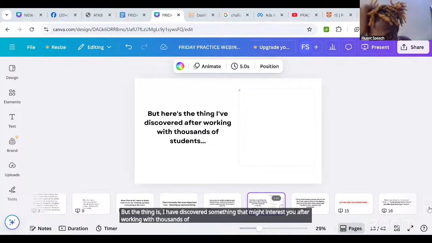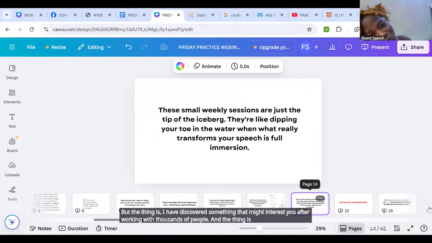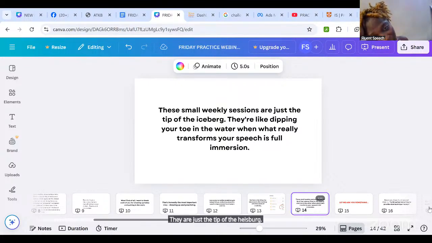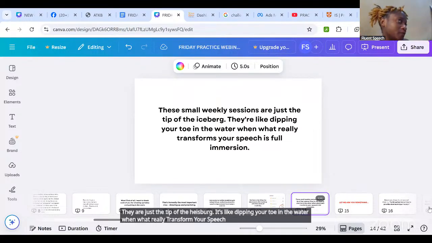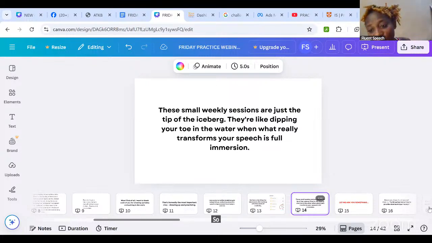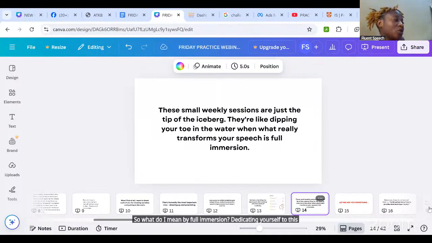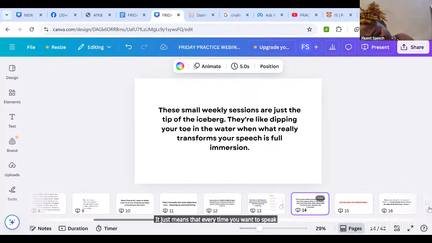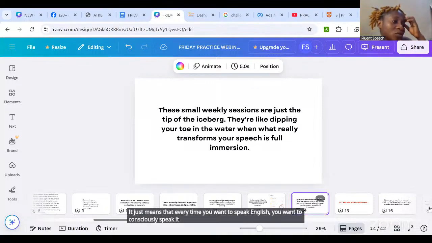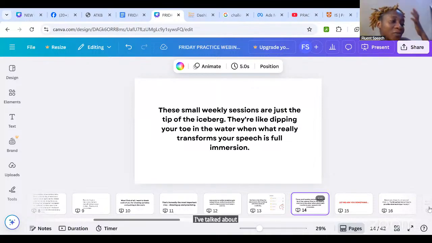The small weekly sessions, they're just the tip of the iceberg. It's like dipping your toe in the water when what really transforms your speech is full immersion. So what do I mean by full immersion? Dedicating yourself to this doesn't mean not speaking your native language. It just means that every time you want to speak English, you consciously speak it the way it should be spoken. I've talked about you watching recommended movies.